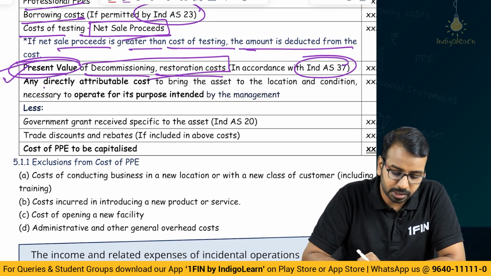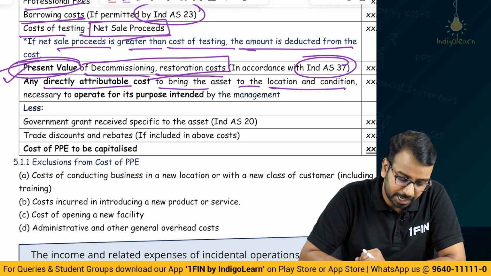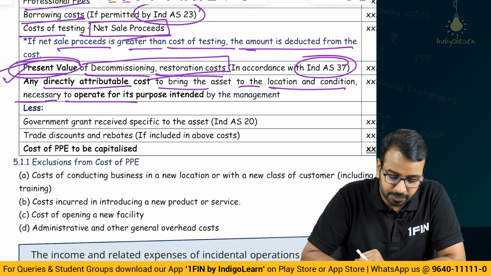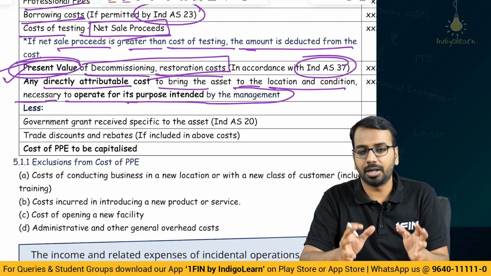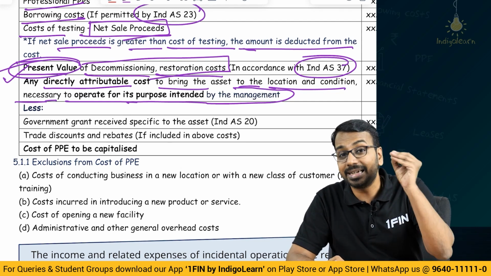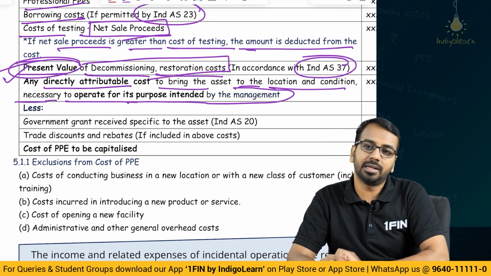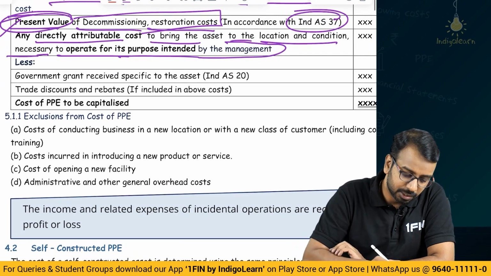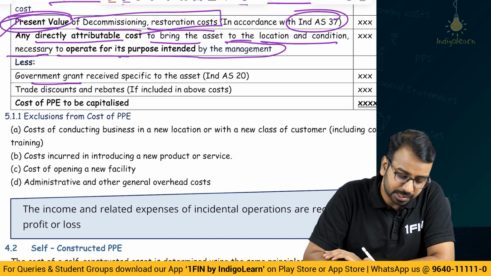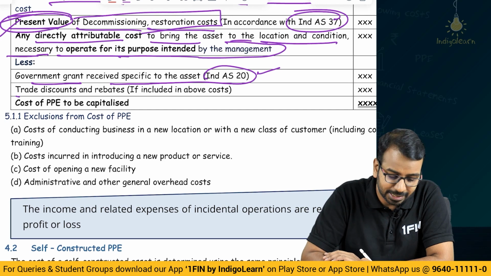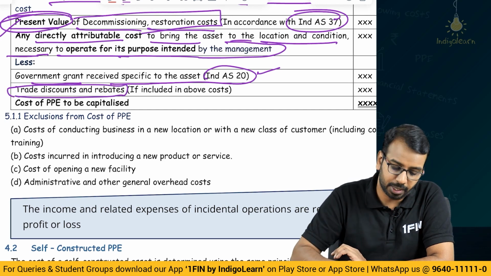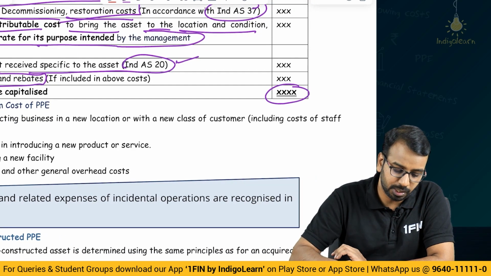Then any other cost to bring the asset to the location and condition necessary to operate for its purpose intended by the management. So to bring it to its condition and location as intended by the management, that should be considered. You will reduce any government grant which is received specific to the fixed asset as per Ind AS 20, and trade discounts and rebates if it is already included. So this is your cost of PPE to be capitalized.